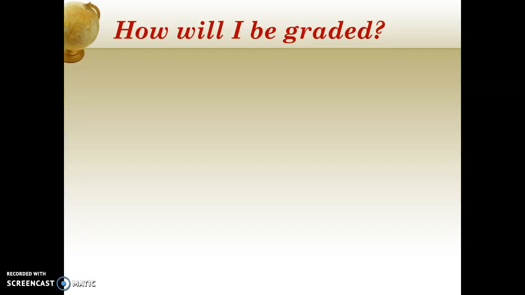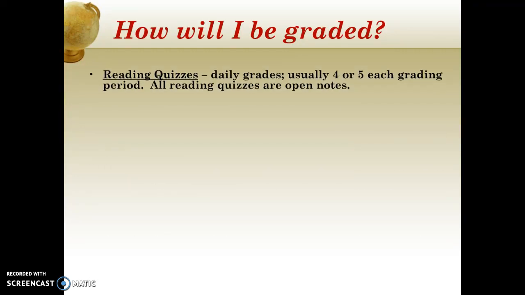This is generally how students in AP World History will be graded. First and foremost, you will be reading for this class. You will have a textbook with 24 chapters. We will read most of it, but there's not really much homework besides the reading. We will take occasional reading quiz grades, which are daily grades. You can expect anywhere from 4 or 5 each 6 weeks.